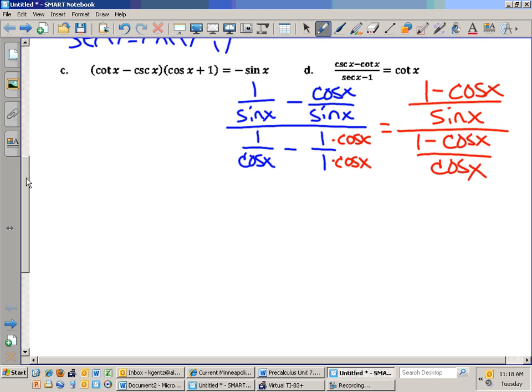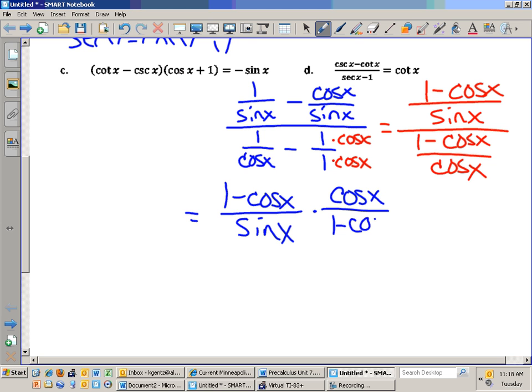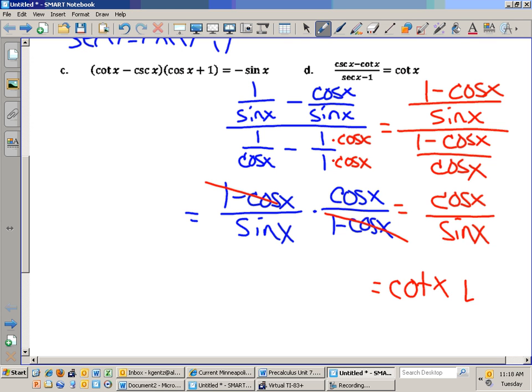So 1 minus cosine of x over sine of x times cosine of x over 1 minus cosine of x. And we do see that those cancel. You're left with cosine of x over sine of x, which is cotangent of x. Make a box, put a check in it. You're done.